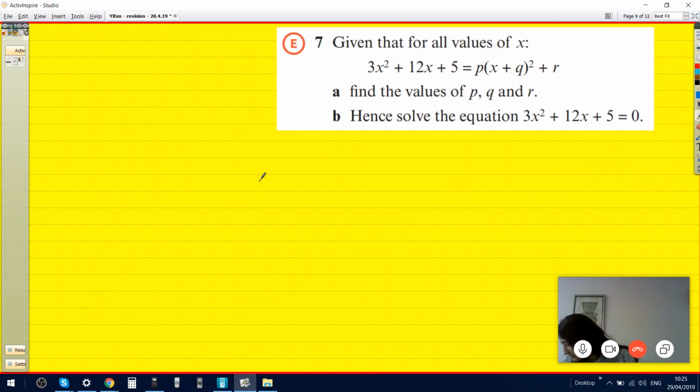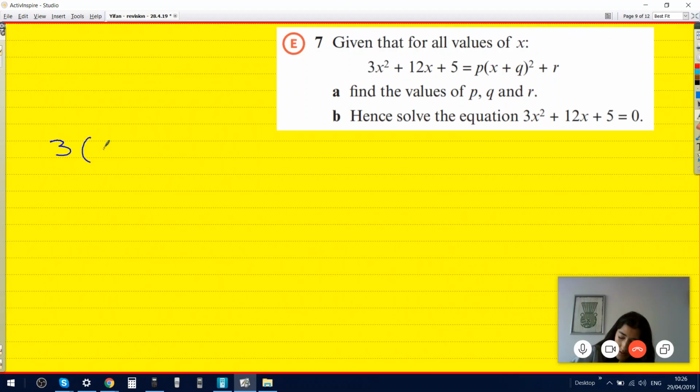Let's try this thing. I don't want to do completing the square. Do it. 3x squared plus 12x plus 5. Okay, so take a factor of 3 out. X squared plus 12 over 3 x plus 5 over 3. Then x squared plus 4x plus 5 over 3, with the 3 still factored out.